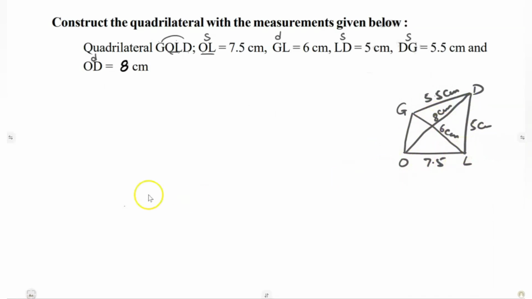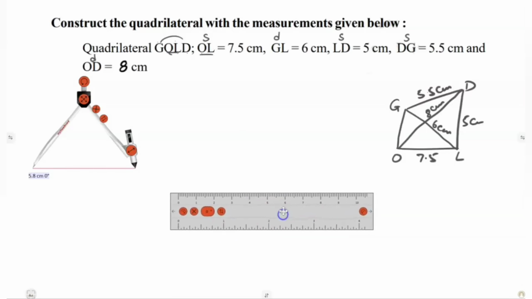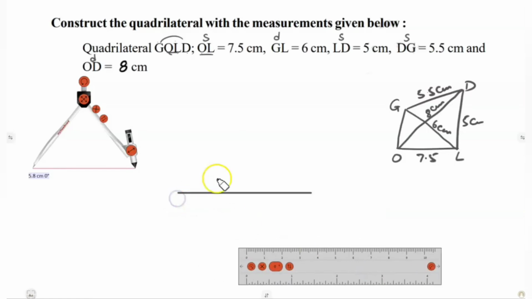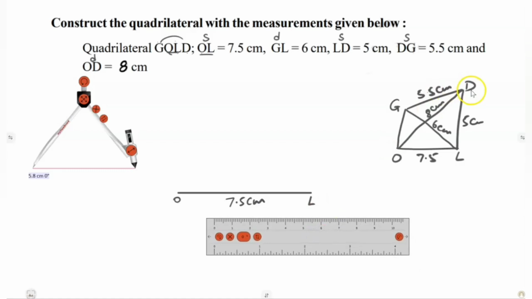Now let us start the actual construction. Take a ruler and draw a line segment of 7.5 centimeters. Draw exactly 7.5 centimeters and name it as OL. This is our base, which is one of the sides of the quadrilateral, 7.5 centimeter. Okay, now we are going to construct point D, which is 8 centimeters from O and 5 centimeters from L.